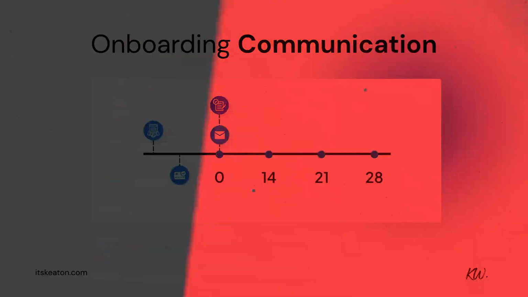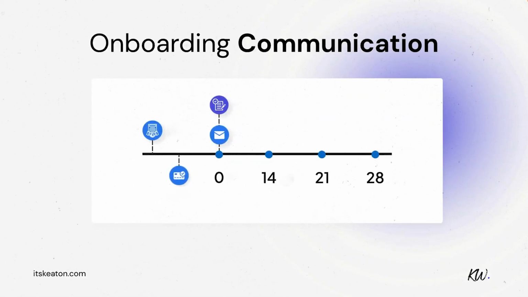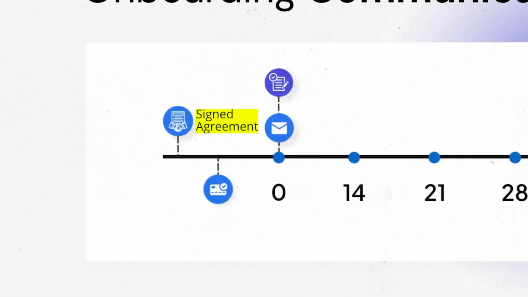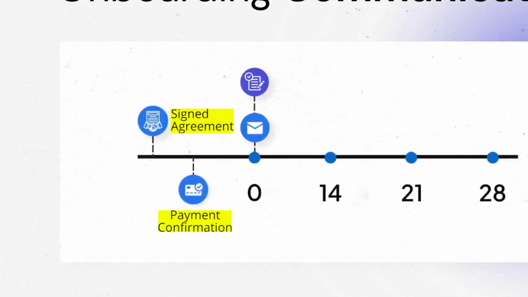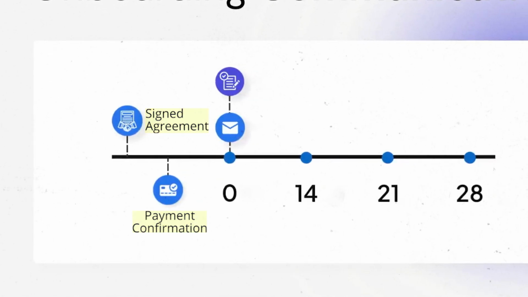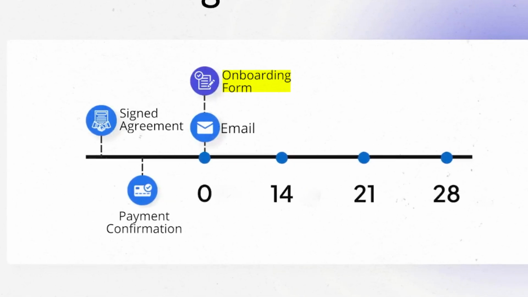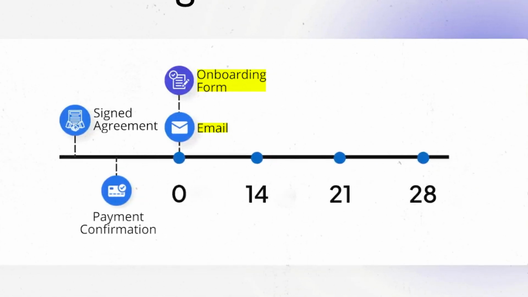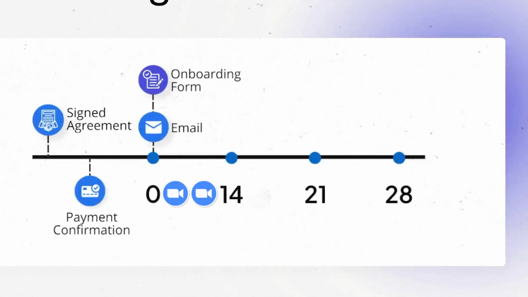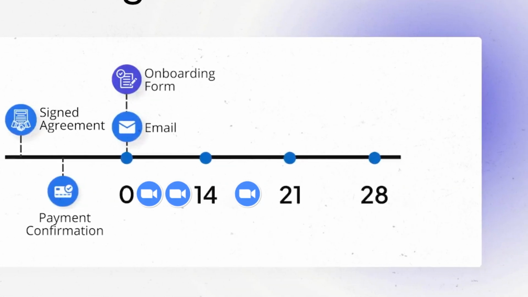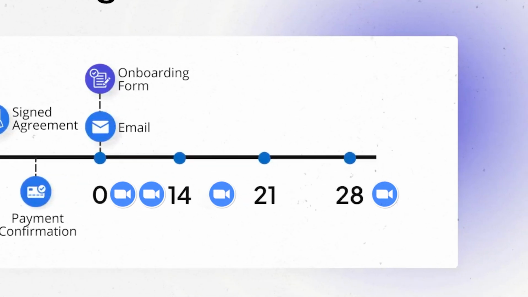So here's an example of what the communication might look like during the same period of time. Once the agreement is signed and the payment has been confirmed, on day zero, the communications team is going to send the onboarding form as well as the onboarding email. Then between day 0 and day 14, there's going to be 2 Zoom calls. Between 14 and 21, there's going to be 1 more Zoom call. And then we'll have a 2-week check-in call after the client is launched.